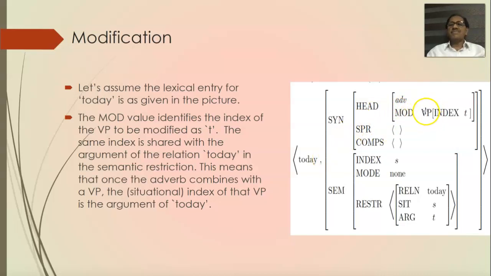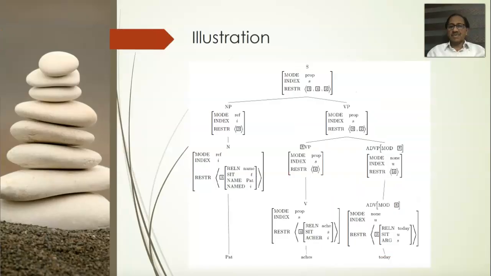Which VP? A VP whose index is T, and that T is shared with the semantics of the argument here, right? So the semantic feature consists of index, which is S, mode, which is none, and restriction value, which is this relation: today, situation S and argument T. So T and T are shared. This is what we assume for adverbs which modify VPs.